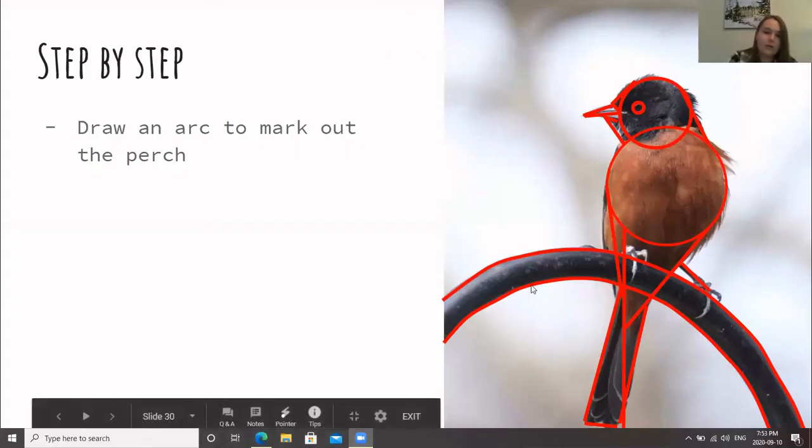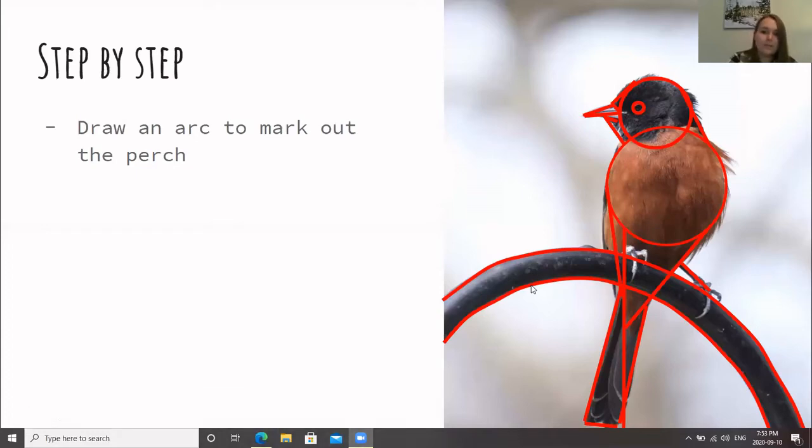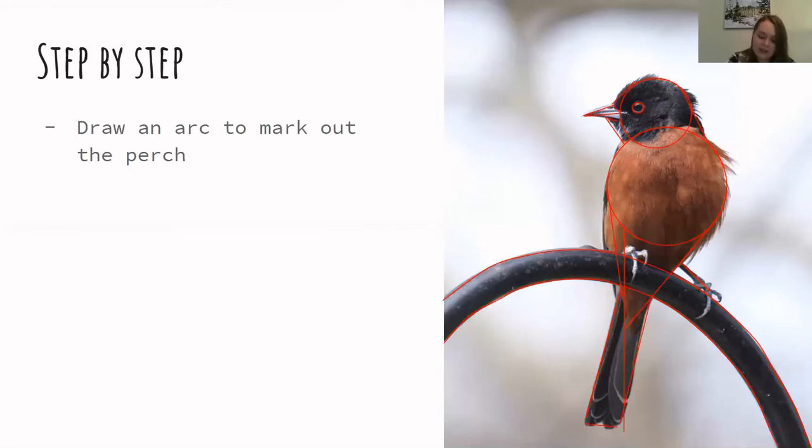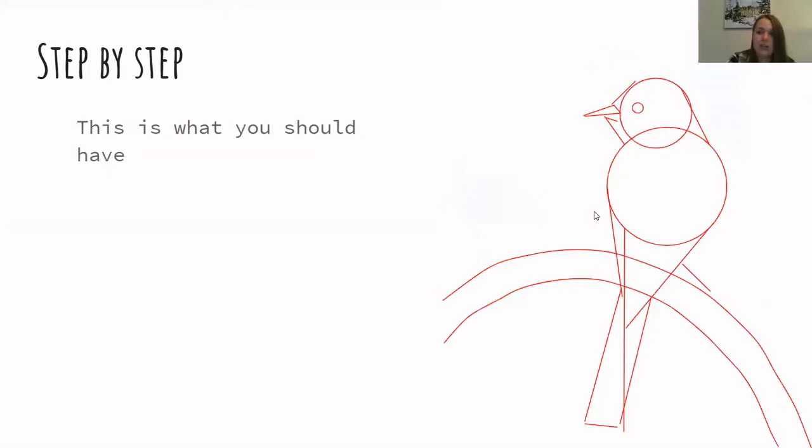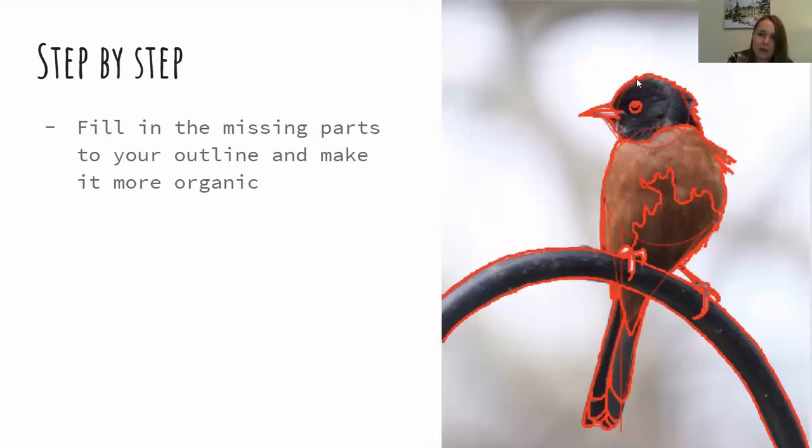All right, so here I just lightened the line so you can see the bird behind the lines a little bit better. This is what you should have, as I just showed you. Next, you're going to fill in the missing parts of your outline and make it more organic or less geometric, I guess. So you're going to start adding in the feathery bits, and here I show you what I did. So add in the feathery bits, curve the beak a little bit, add the glint to the bird's eye.